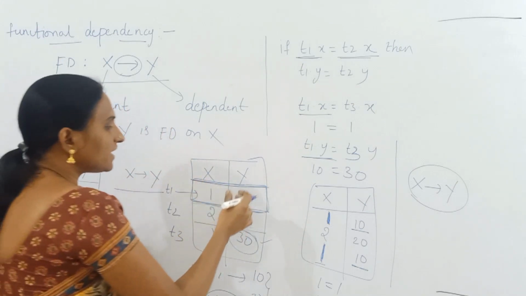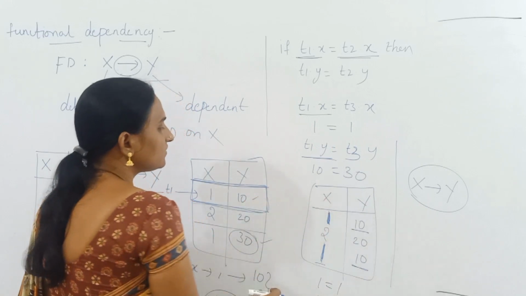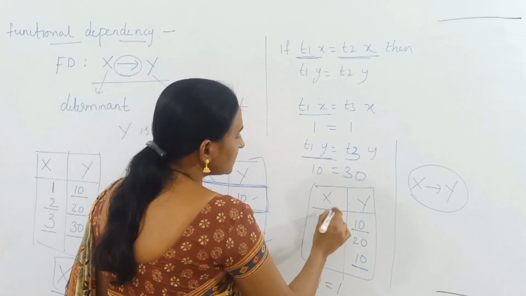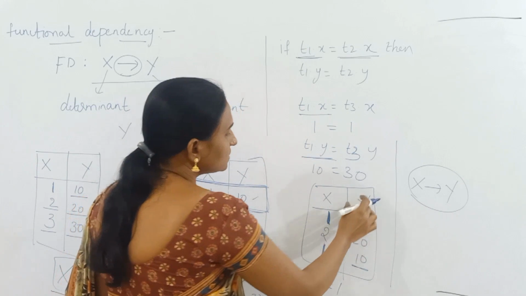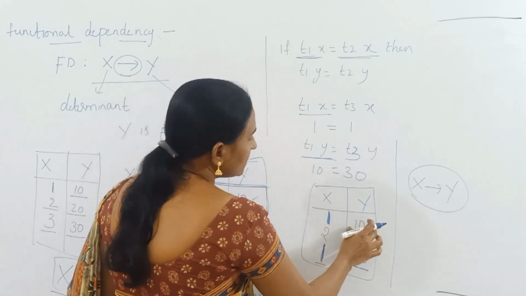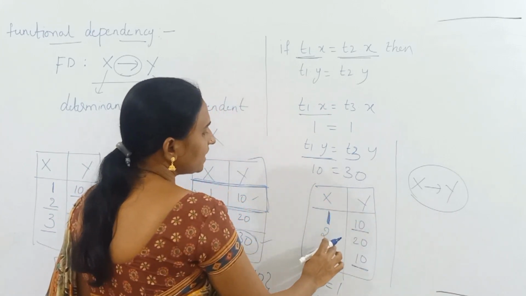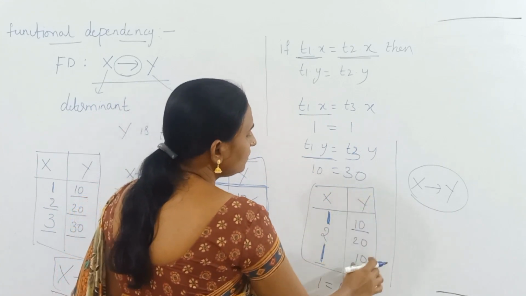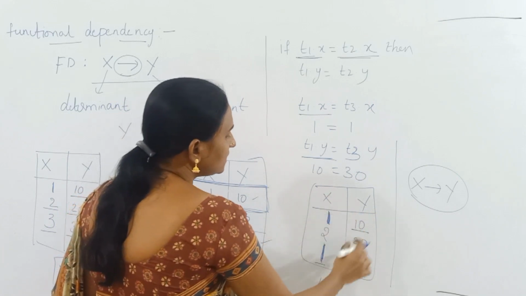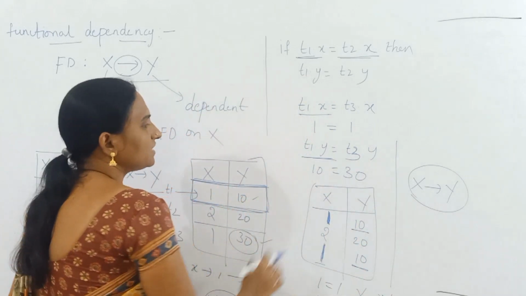But when x values are repeated, when will the functional dependency exist? So we will see this example. Already we have seen this example. Here x values are repeated. 1 is repeated 2 times. So what are the y values? At this place y value is 10. At this place y value is also 10. Where x value is repeated, the y values are equal. So in this case, the functional dependency exists.